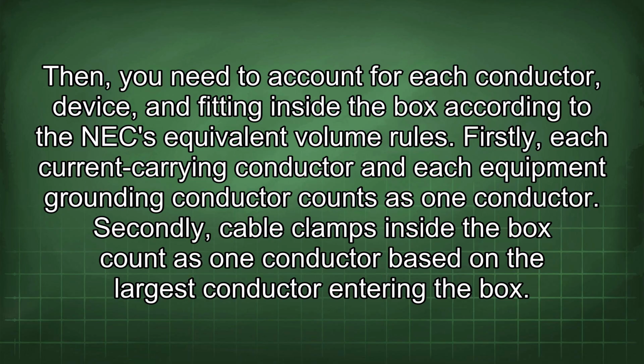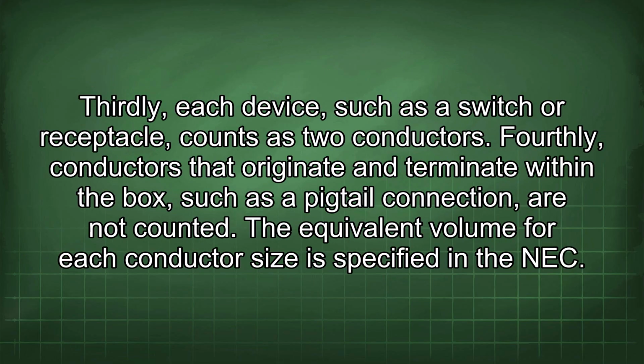Then, you need to account for each conductor, device, and fitting inside the box according to the NEC equivalent volume rules. Firstly, each current carrying conductor and each equipment grounding conductor counts as one conductor. Secondly, cable clamps inside the box count as one conductor based on the largest conductor entering the box. Thirdly, each device, such as a switch or receptacle, counts as two conductors. Fourthly, conductors that originate and terminate within the box, such as a pigtail connection, are not counted.